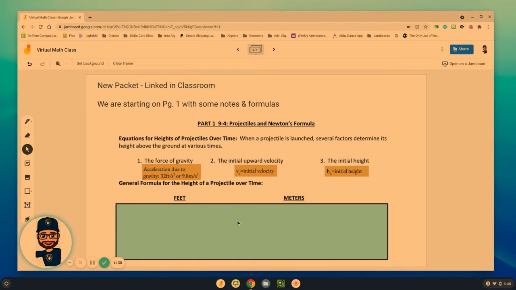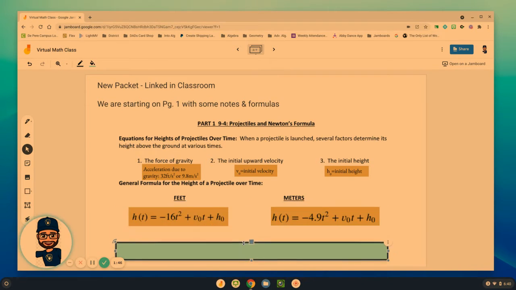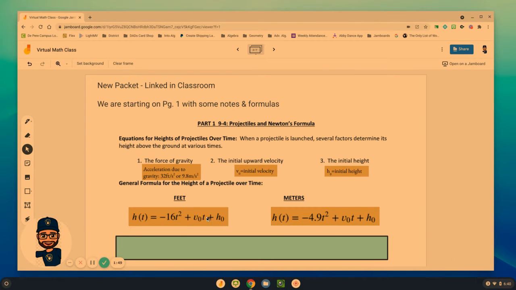And when we look at them, we do need to look at them in two different aspects. One, if we're using feet as our measurement versus meters. They're almost identical, except for the part in front of t squared, where t stands for time. Feet is going to be negative 16t squared plus v sub 0, which is our initial velocity, times t, plus h sub 0, which is our height. And then we have the meters, which just replaces negative 16 with negative 4.9 t squared plus v sub 0.